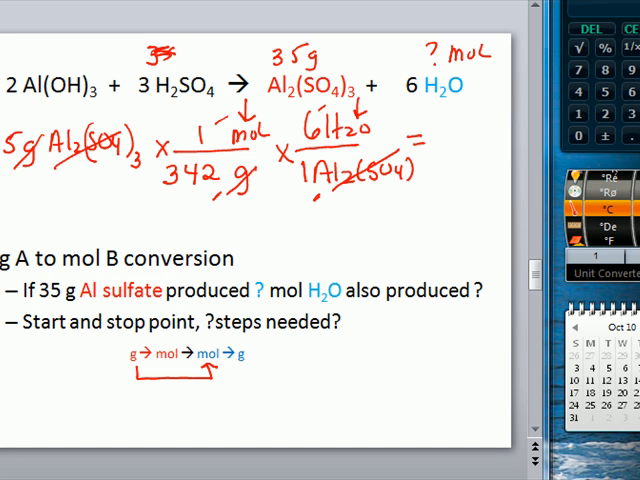Now putting this in your calculator, again you'll multiply by everything on the top. 35 times 6 equals, and then I'm going to divide that by 342 equals. And I get 0.61, and that is moles of water. And 2 significant figures is probably appropriate here, so I'll just leave that there.